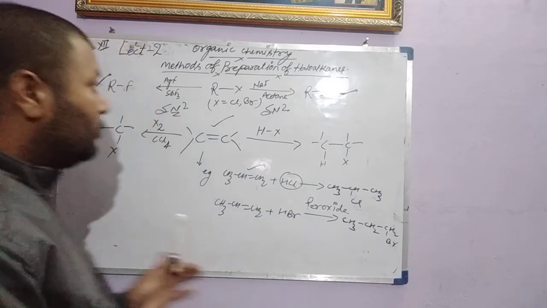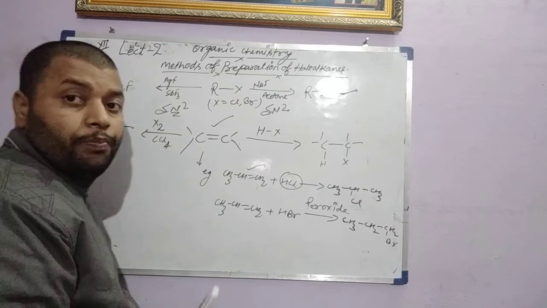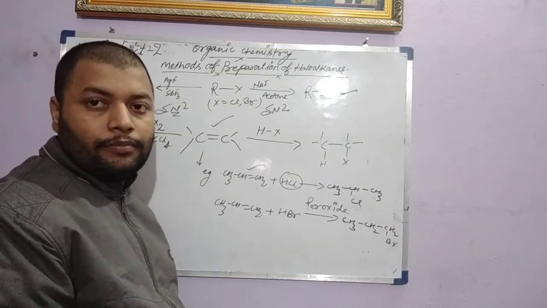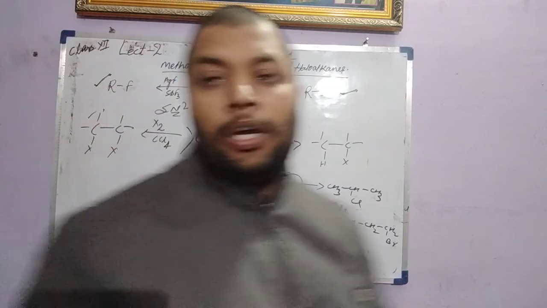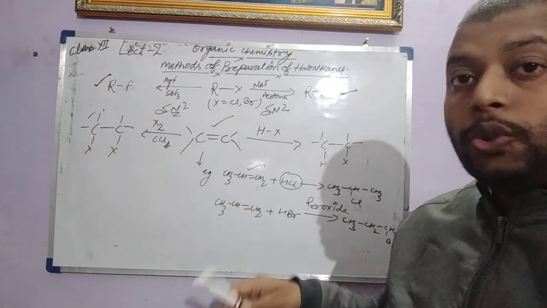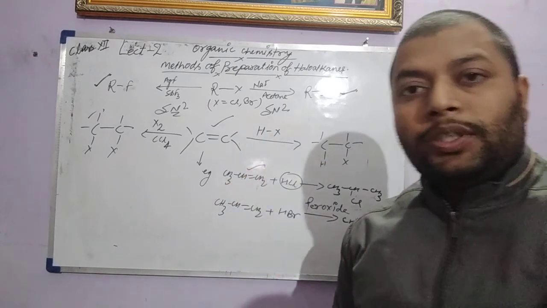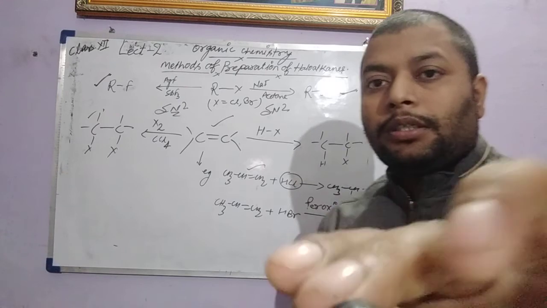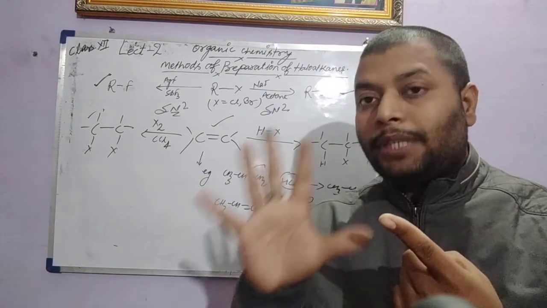So this is all about the methods of preparation of haloalkanes, how to prepare haloalkanes. You have to revise all these reactions one by one, to learn about the different methods of preparation. So this is from alcohols. There are 9 different types of reaction.